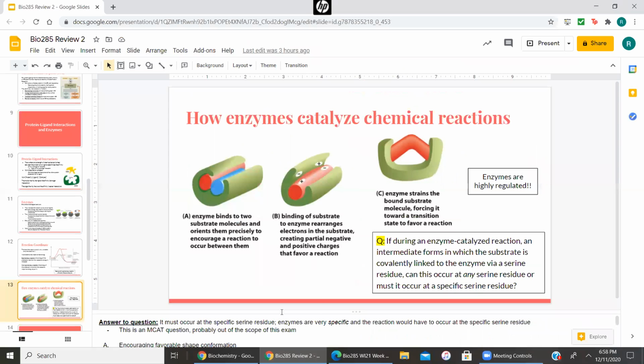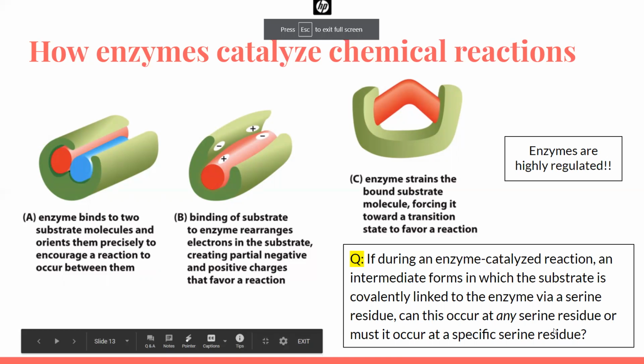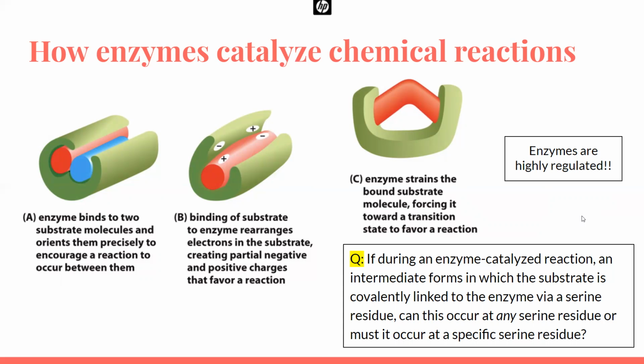Yeah, so it must occur at a specific serine residue because enzymes are very specific. That's why this is highly regulated. But yeah, good job. That's basically the answer. Enzymes are very, very specific. They will not just bind to any similar molecule. It will be very, very specific. So that's basically the main point of this question.